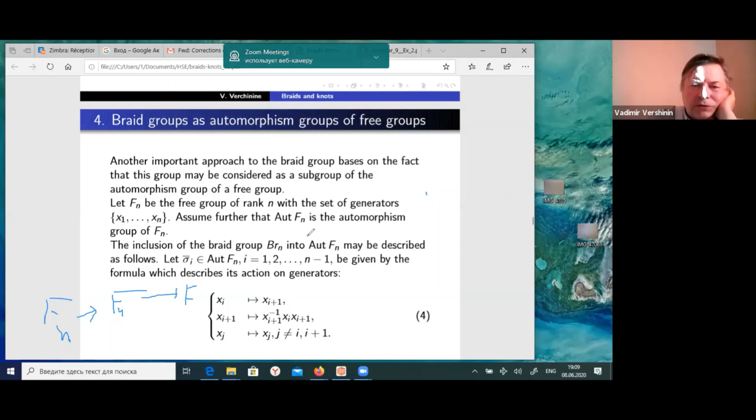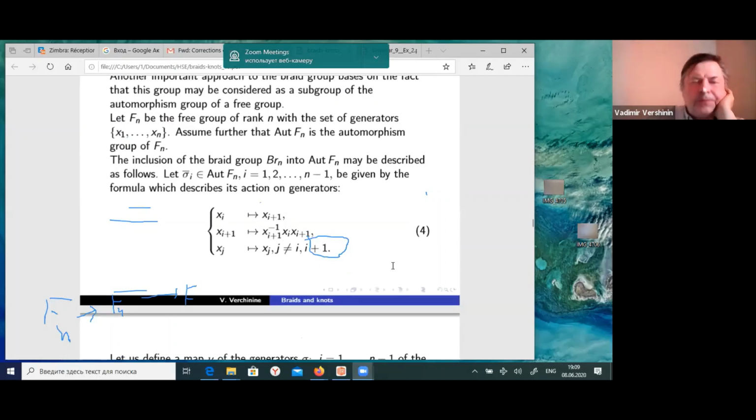You can construct, of course, the automorphism group for any group. Now we are considering Fn with n generators, right? And let us do the following thing. Because it is free, you don't bother about relations. If you put your generators somewhere, it will be okay. Your homomorphism will be constructed.